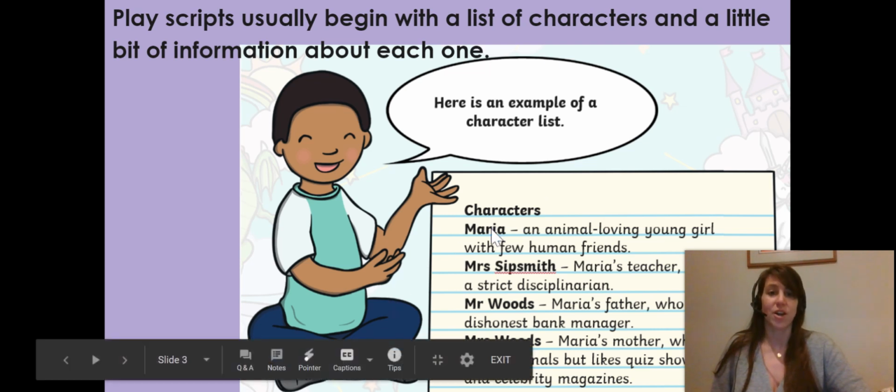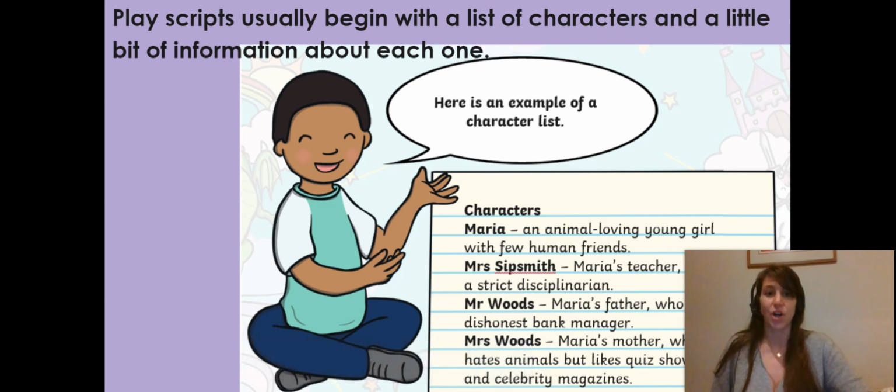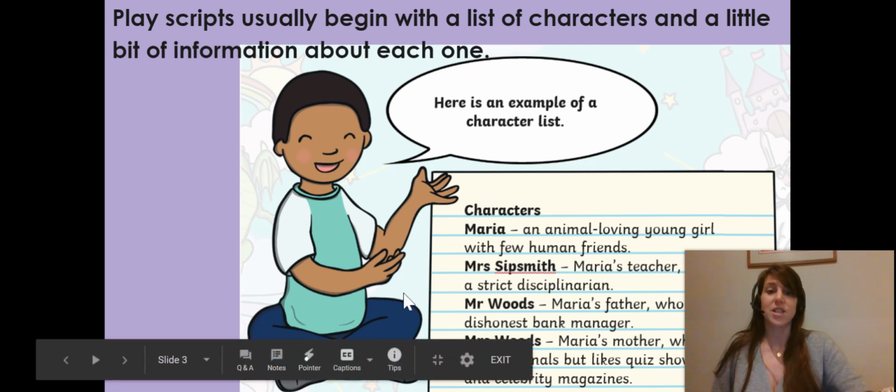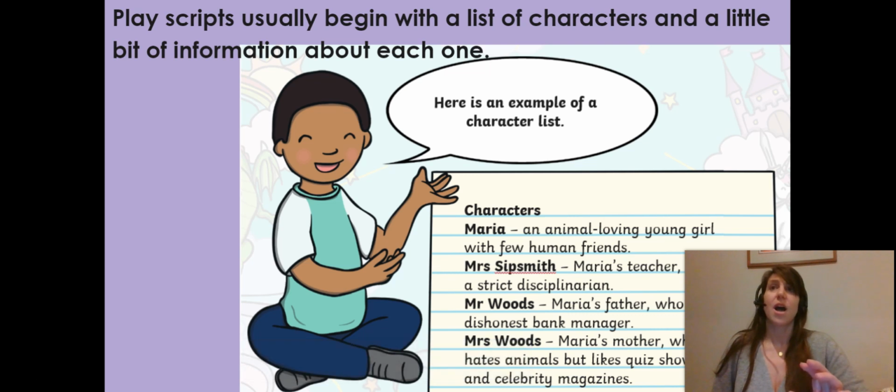So here we have his characters: Maria, an animal loving young girl with few human friends. We find out that she's young, she's a girl, and we find out something about her personality. Mrs. Sipsmith is Maria's teacher, and she's a strict disciplinarian. That means that she is strict, but she also makes a lot of rules. So again, we learn a little bit about her personality.